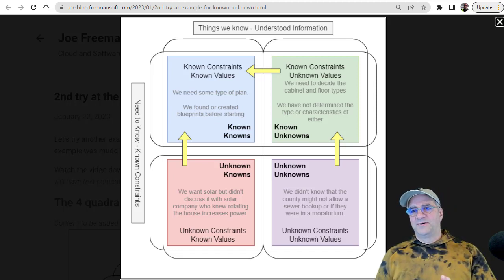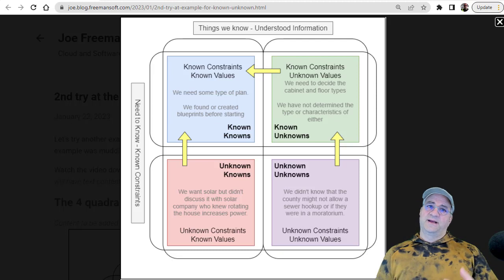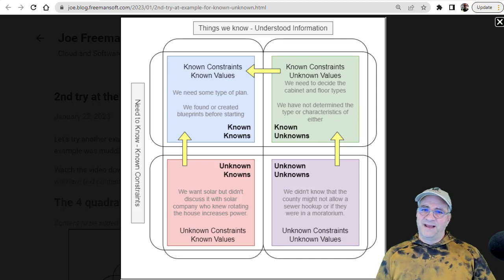And it turns out when you're building a house, that isn't enough, right? So we have known constraints and unknown values, right? That's the known unknowns. I'm moving into the green square here. We need to decide the cabinet and floor types. Like if I don't pick those, I don't know what the pricing is. So I know there's a constraint on price and a constraint on needing cabinets and flooring, and I haven't picked any values for that, so I don't know the price. We don't know what the shipping is going to look like. I actually may not want to start the house until I make those decisions because of the lead times. I may end up having to check lead times on those products. So those are known unknowns.